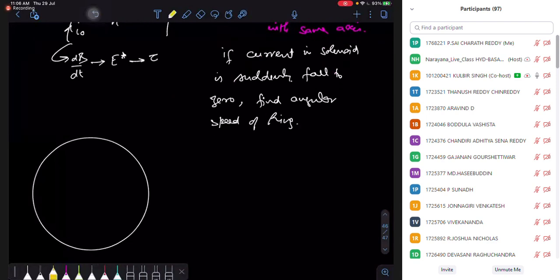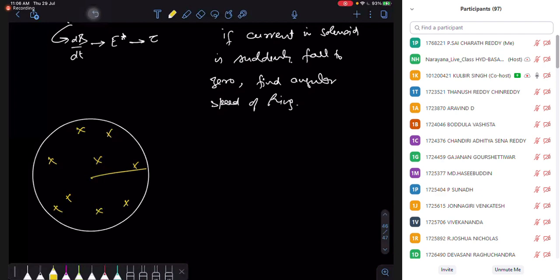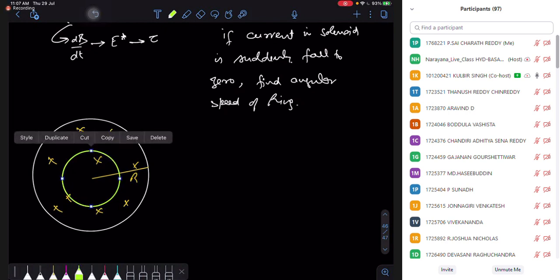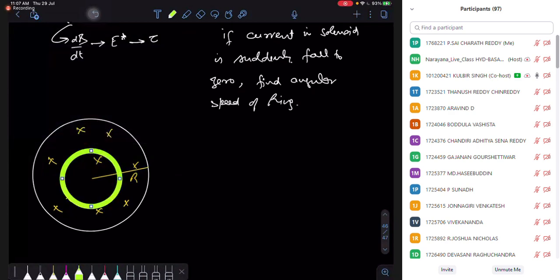So let's say there is a magnetic field everywhere. Here is my solenoid. Inside the solenoid, I'm going to have a charged ring. We have given charge on this ring, and this charged ring is going to experience an electric field. The direction of the electric field is according to Lenz's law. So according to Lenz's law, you're going to have an induced electric field in this way. Everywhere a circular electric field is there.